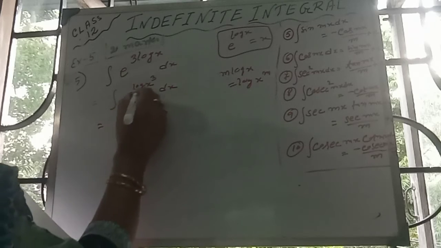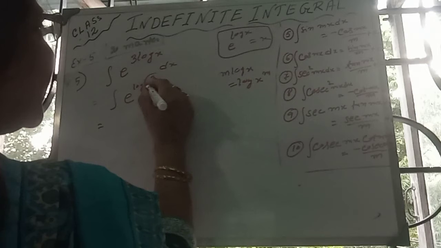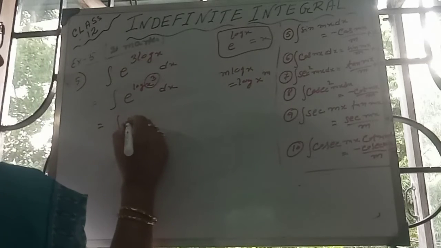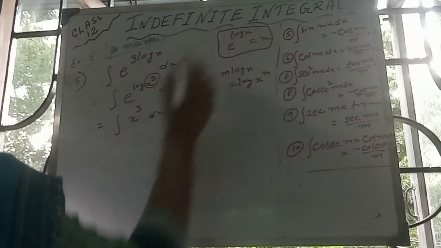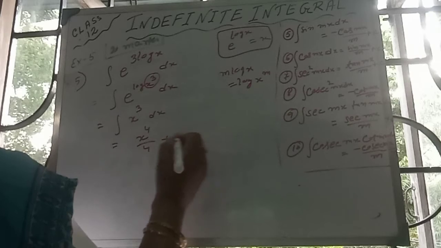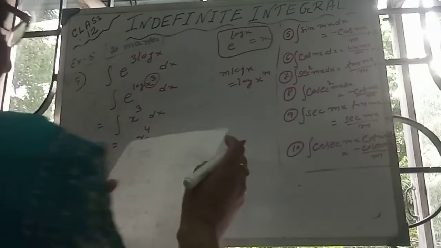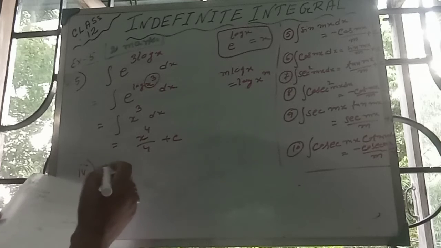Got it? Now e to the power log x is equal to x. So here x means the whole thing, that is x cube. So directly we can write integral x cube dx instead of this, following this form. So integral x cube means x to the power 4 by 4 plus c. This is the answer.